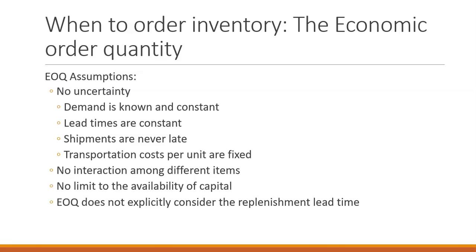There's no interaction among different items, no limit to the availability of capital. So we have all of the money and warehouse storage we need in order to order things whenever we need. And it doesn't explicitly consider the replenishment lead time. So thinking about what that lead time is and how long it takes to get products to us.